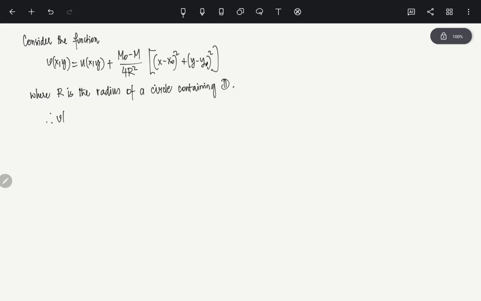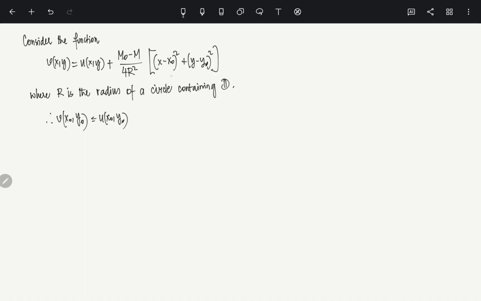Therefore, what is v of x naught y naught? Let's just calculate it. It is u of x naught y naught, plus this thing, if you put it together, (m naught minus m) by 4r square.